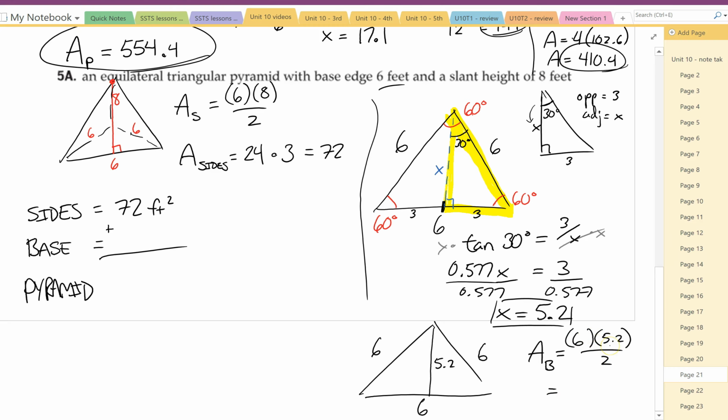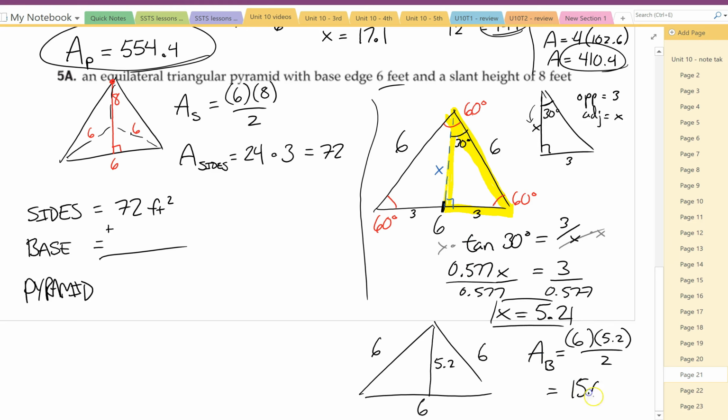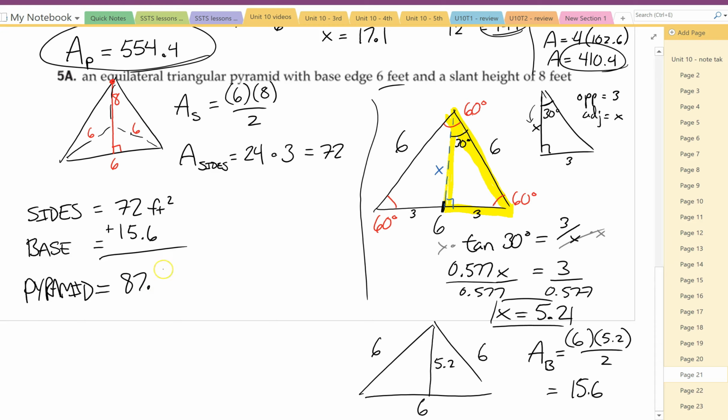So I'm just going to do that all in one step. I'm going to say 6 times 5.2 divided by 2, 15.6 is the area of the base. So now I just need to add that to what I already figured out for the sides. That'll tell me the area of the entire pyramid. And it's 87.6 square feet.